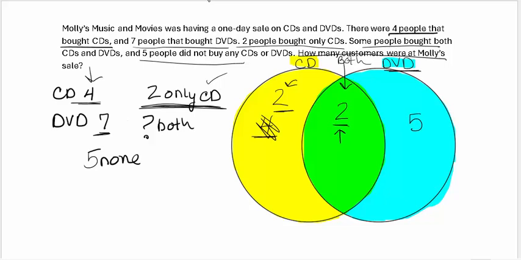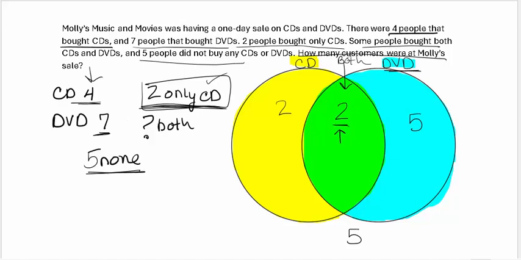So let's check. Altogether, I have 7 people that bought DVDs, so that looks right. I have 4 people that bought the CDs, so that's right. And I have 2 that bought only the CDs, so that's right. All right, and then I have one more piece of information that I still have to put on here. 5 people didn't buy anything. So that 5 people, they also went to the store, but they just didn't buy anything.